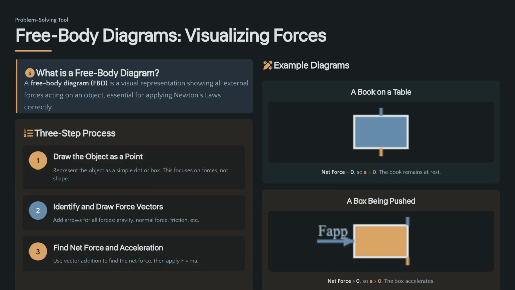To solve problems, we use free body diagrams, or FBDs, to visualize forces. The process involves drawing the object as a point, identifying and drawing all force vectors, and then finding the net force and acceleration using F equals ma. This tool is essential for applying the laws correctly.